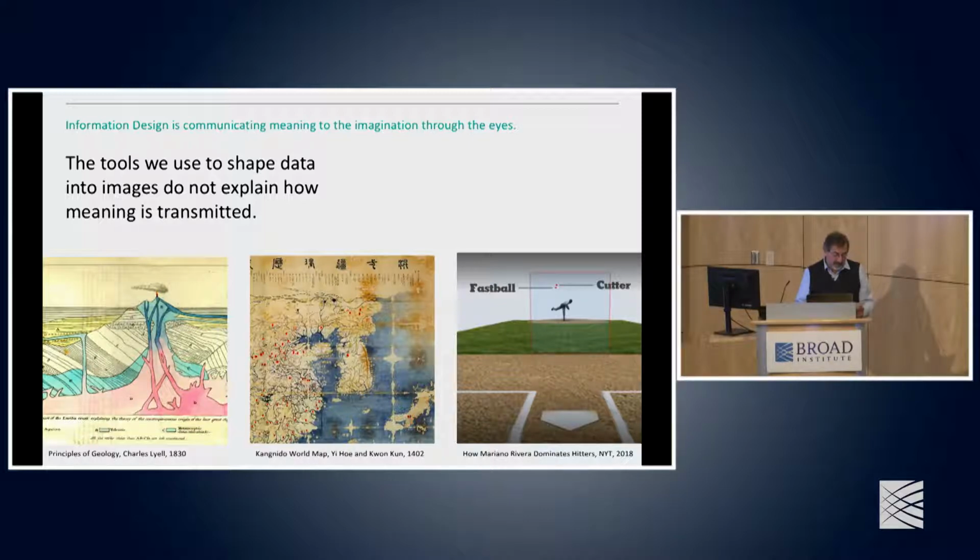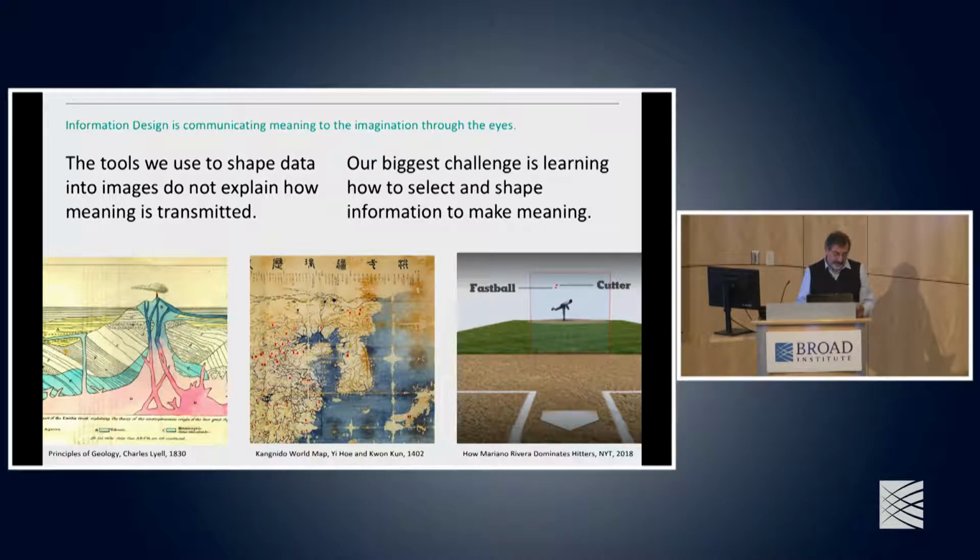The psychological rules for organizing perception do not explain the multiplicity of information design strategies that people have devised over the centuries. Our biggest challenge is learning how to select and shape information to make meaning. Reviewing information design history can help us gain perspective on how quantitative and qualitative data are both part of the information design story. Thank you very much.